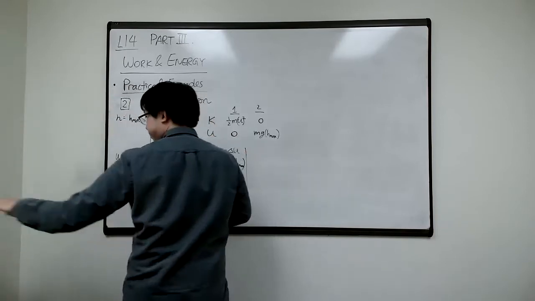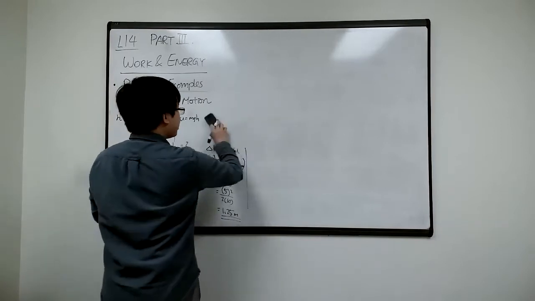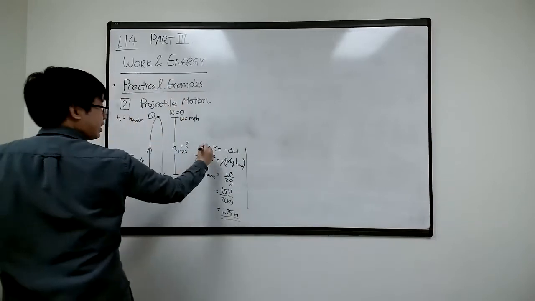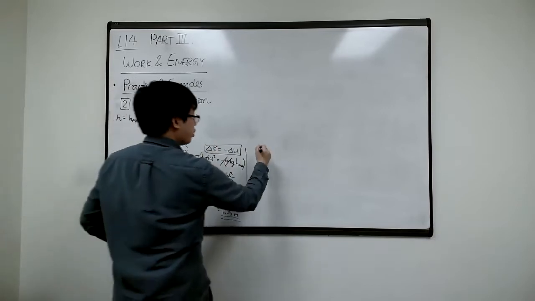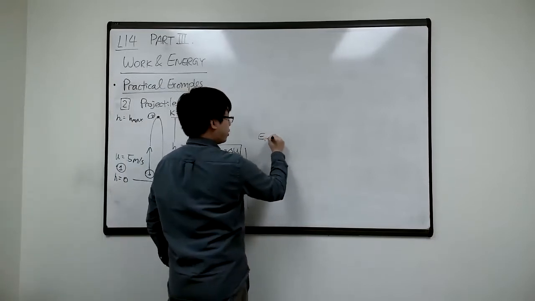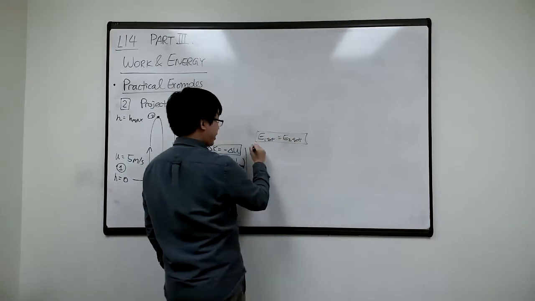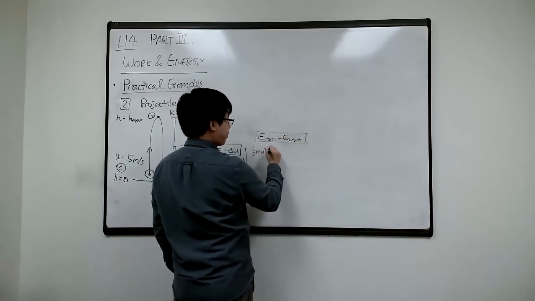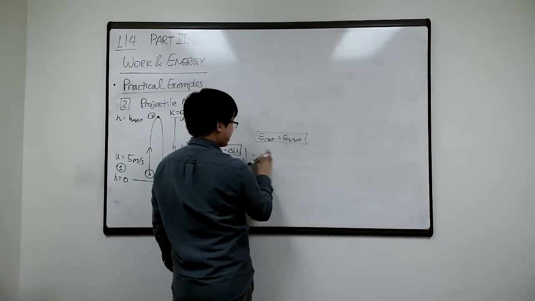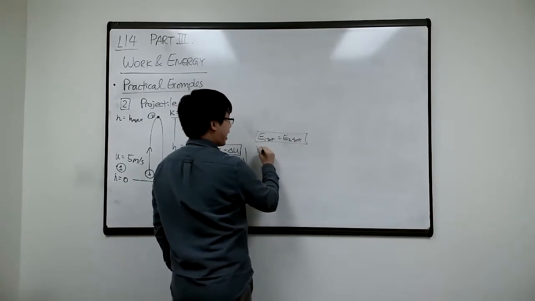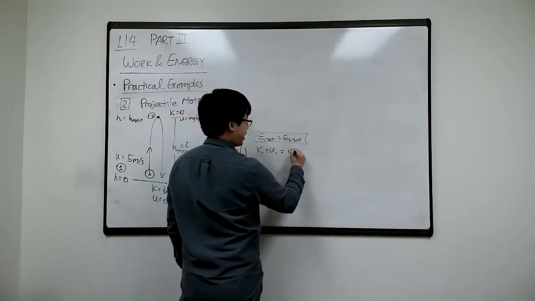Or if you don't like to use it in terms of the change, you can use the total. So E1 total equals E2 total. You can start with this. So initially you have one half m u squared plus, right, just to show all the steps, K1 plus U1 equals K2 plus U2.